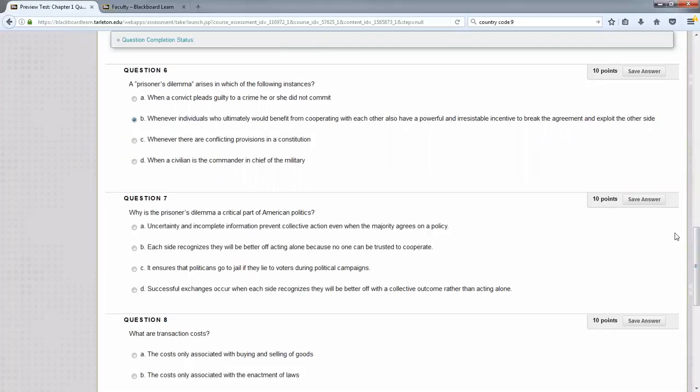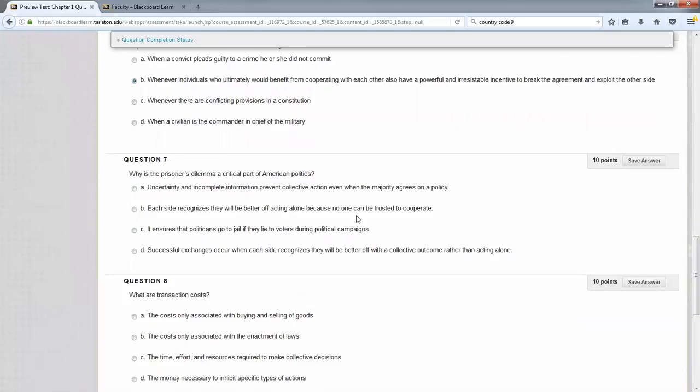Why is a prisoner's dilemma a critical part of American politics? Uncertainty and incomplete information prevent collective action, even when majority agrees. No. Each side recognizes they'll be better off acting alone because no one will be trusted to cooperate. Not necessarily. It ensures that politicians go to jail if they lie. We wish. Special exchanges occur when each side recognizes they will be better off with the collective outcome rather than acting alone. That is the answer.